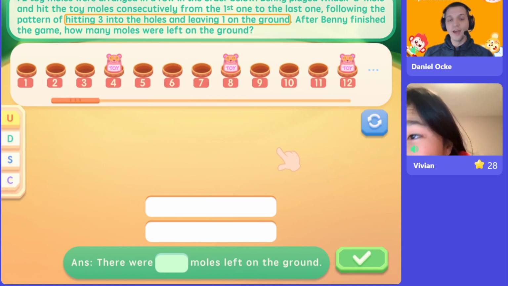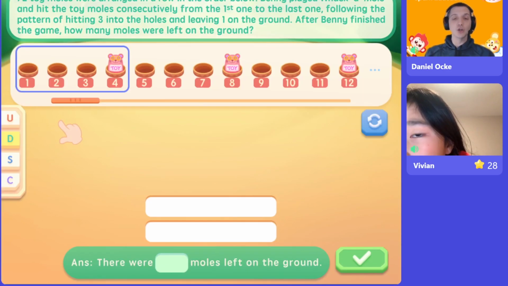Okay, so if we want to solve our question here, what we want to do is think about each of these as groups. So we have all of these different groups. In a group, we have 3 holes and 1 mole. So total, we have 4 objects in each of those groups. So this is going to be very similar to how we were solving the last question.